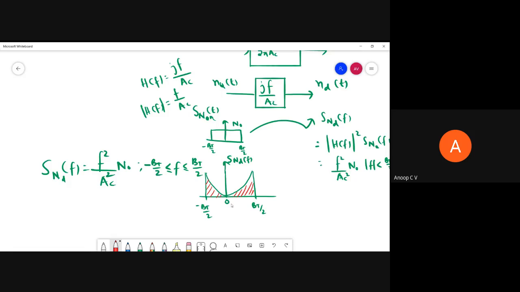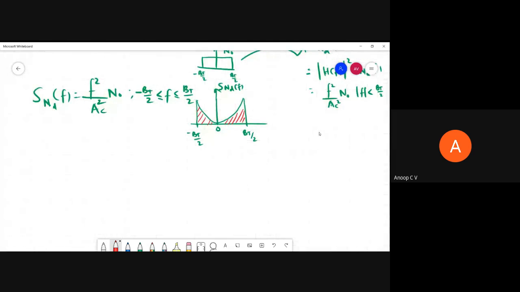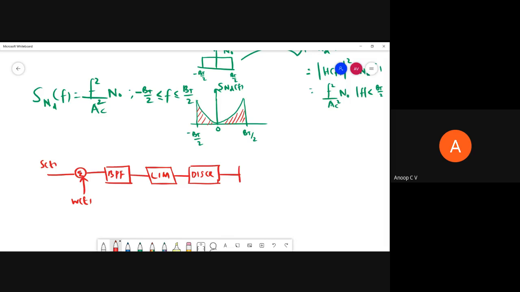Once again I'll draw the system model so that you'll be thorough with that. Some W of t, this is S of t. Then we have a band pass filter, then a limiter. After the limiter, what is the next block? We have a discriminator, and after the discriminator, we have a low pass filter. So this is about what the discriminator output is.